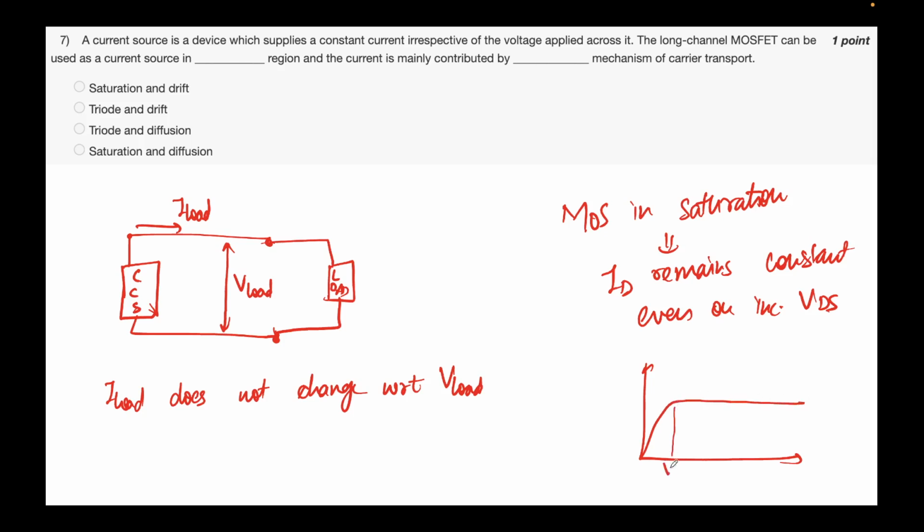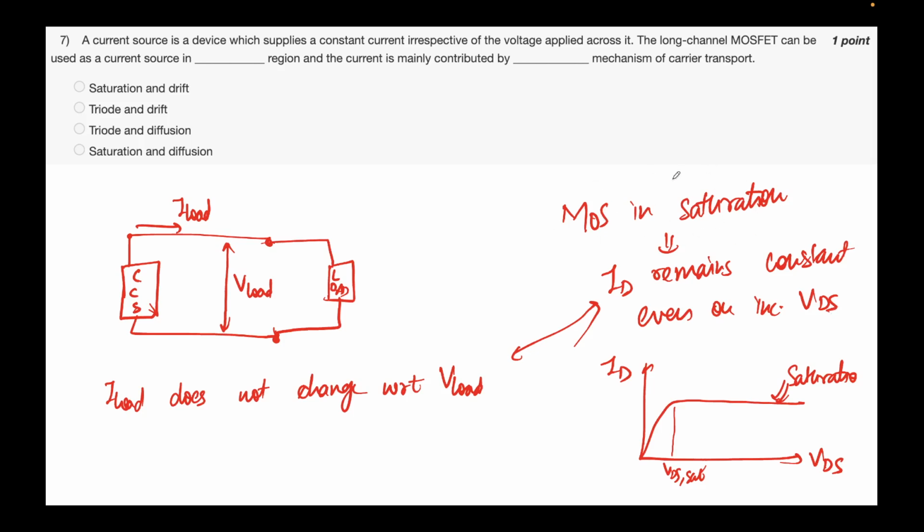So this is VDS sat. This is ID versus your VDS. So this is what we had seen, and this is the regime that I'm talking about, saturation. This is the same problem statement as this. I load does not change, ID remains constant with respect to V load. So if you're changing V load, that means if you're changing VDS, nothing should change.